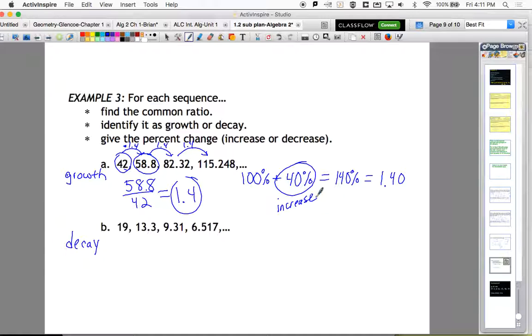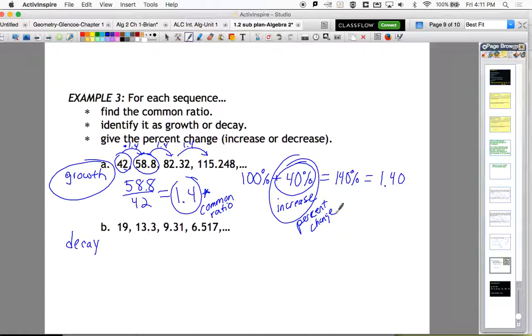So to go back to our questions again, common ratio is 1.4. That's our common ratio right here. It is a growth, and the percent change, so 40% would be our change amount. That is our percent change. All right, let's look at the second one.